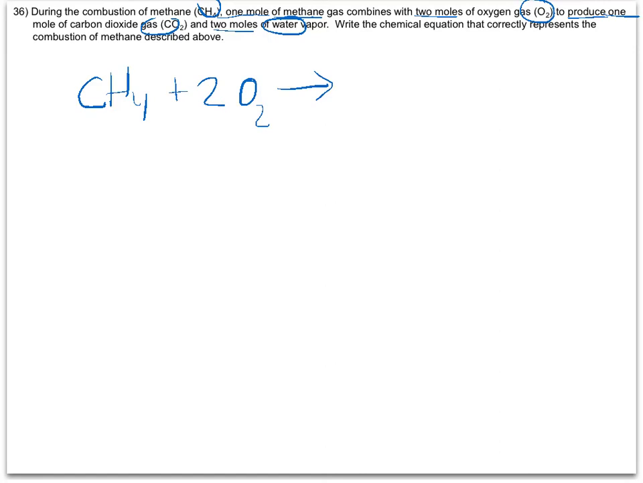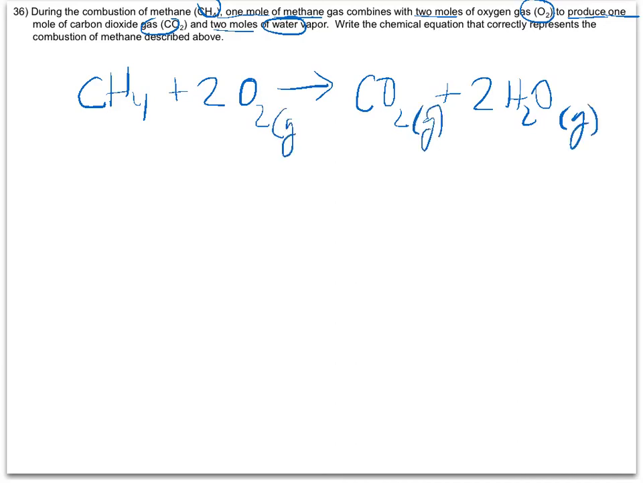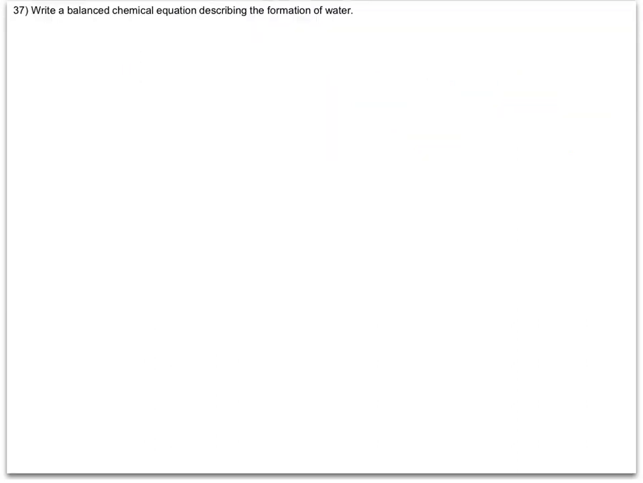And produce, remember, means arrow, yield. And we have 1 mole of carbon dioxide, so we don't have to put anything in front of that, plus 2 moles of water vapor. All right, so we know water vapor means gas, carbon dioxide is always a gas, oxygen is a gas, and methane, gas. So we know the states of everything. Everything is a gas. Okay, so that is the correct chemical equation. Super, super easy. As long as you read, it gives you everything in there.